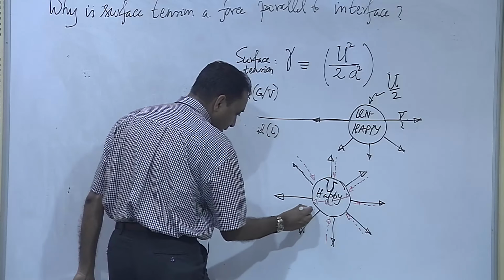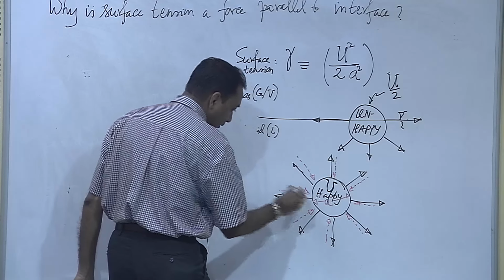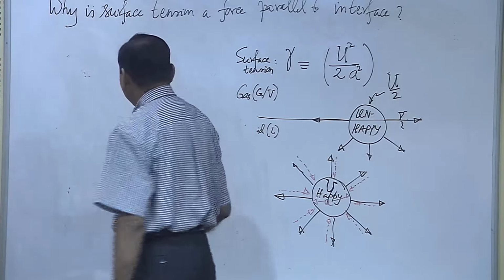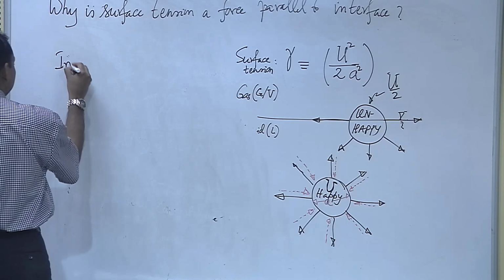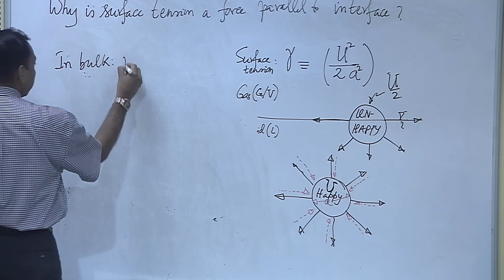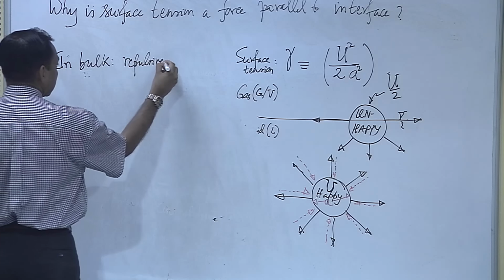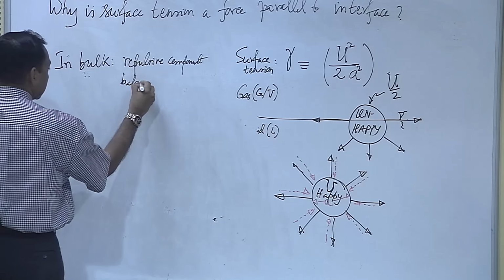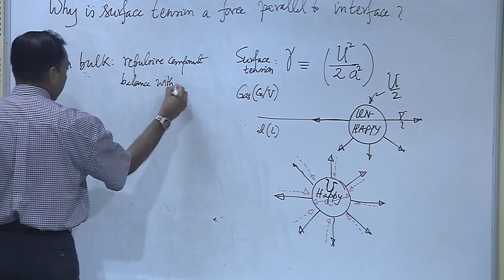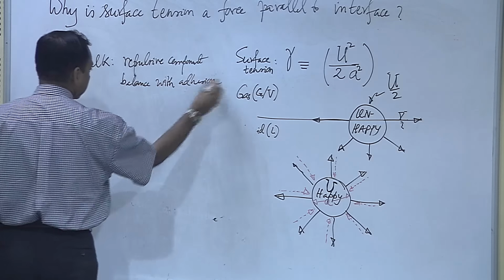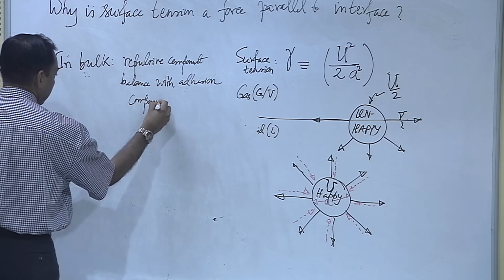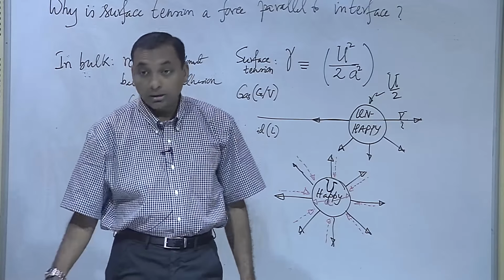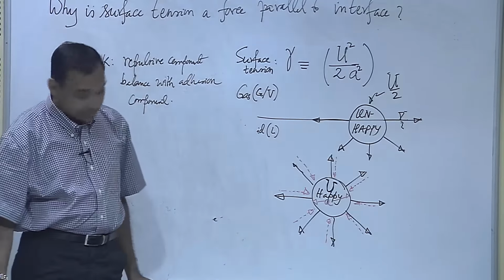Which in the bulk, so there is a repulsive component. So, in bulk or everywhere, the repulsive component balances with the adhesion component. Okay? And the origin of this repulsive component is purely from the pressure that we understand.